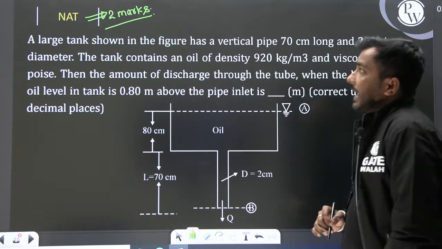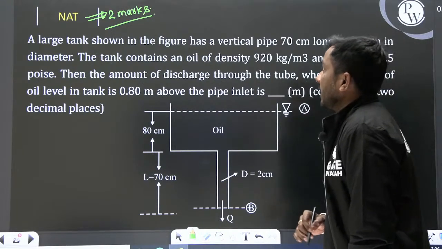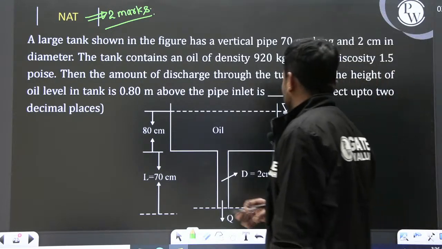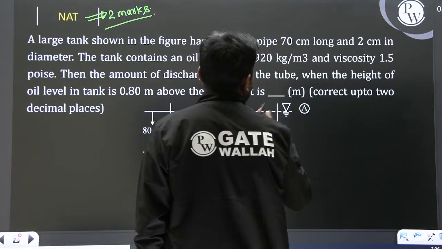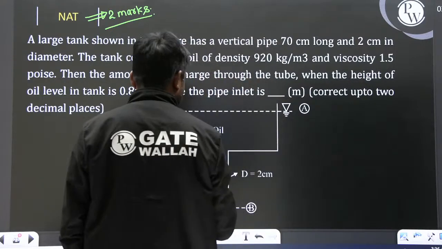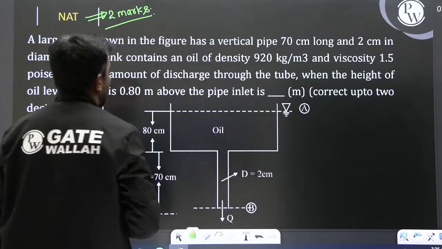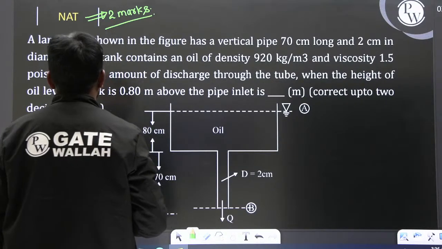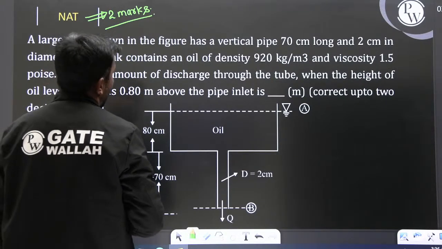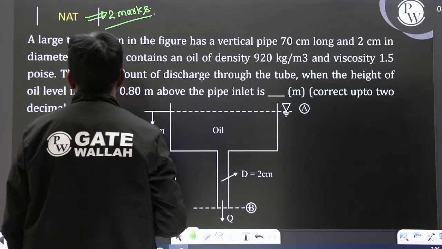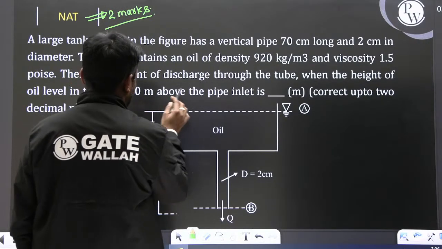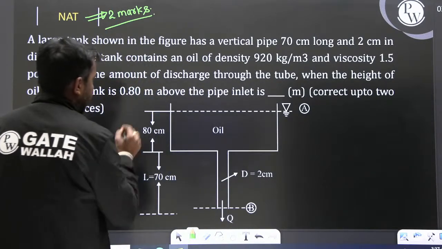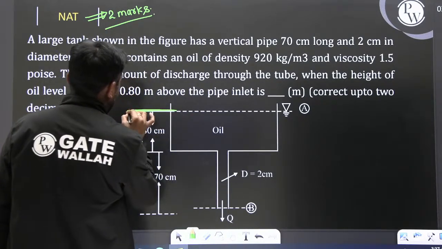Let's simply say that a large tank shown in the figure has a vertical pipe 70 centimeter long and 2 centimeter in diameter. The tank contains an oil of density 920 kg per meter cube and viscosity of 1.5 poise. Then the amount of discharge through the tube when the level in the tank is 0.8 meter above the pipe.